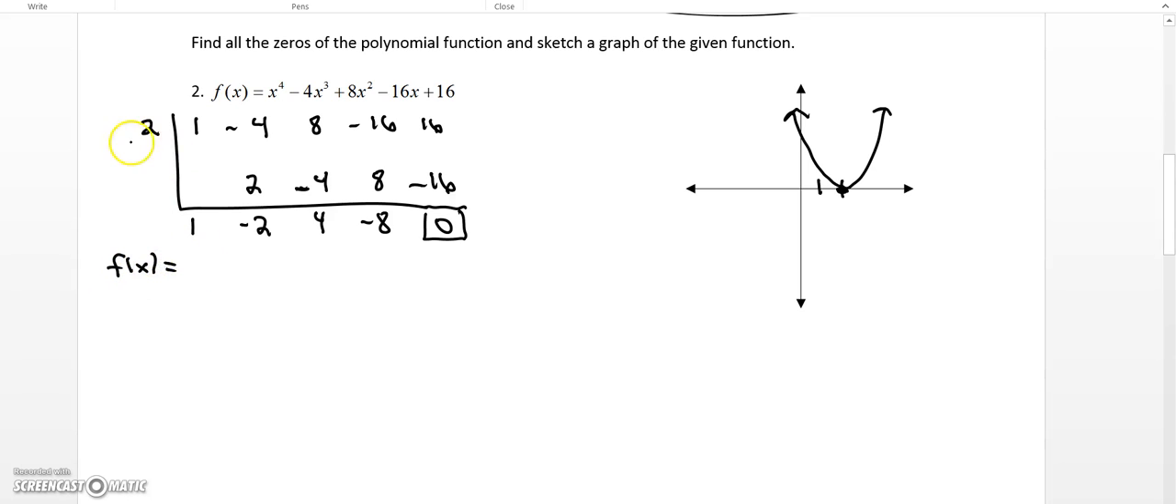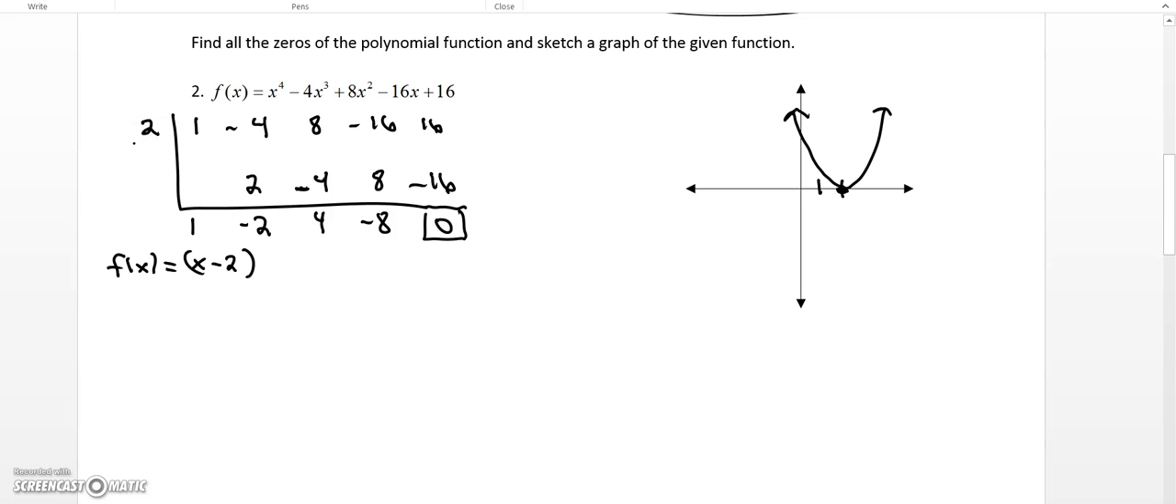F of x equals, if this is a plus 2, then I have the opposite, which is a minus 2 for a factor. Now, you could use a negative here, like it didn't happen in this problem, but if you had an x-intercept of a negative, you can use that. Negatives are okay. You can even use fractions, like a 0.5, you can use half.